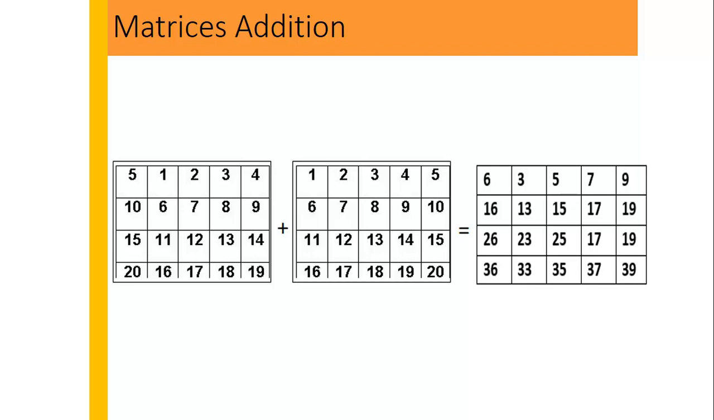So it will eventually add each element. 5 will be added to 1, 1 will be added to 2, 2 will be added to 3, 3 will be added to 4, and so on. This is how the addition works. One element is added to the corresponding element at the same row and column, and will give this final output. Right, this is how addition of matrices takes place.